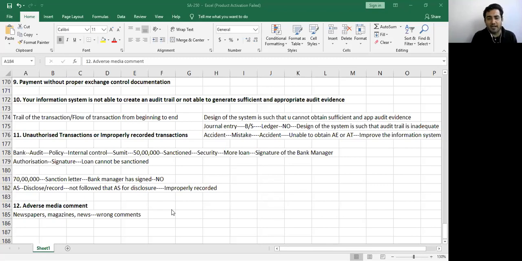I have one more doubt that says how 100% transaction checking is not possible for test of controls, but it is possible for test of details.